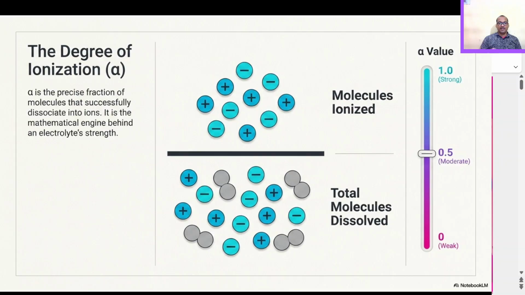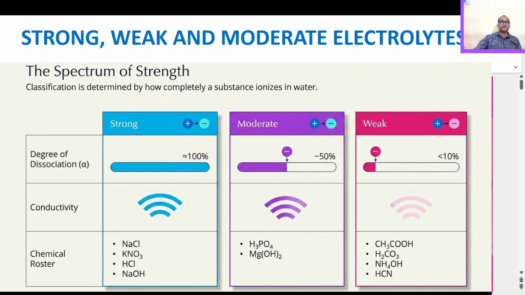Again, the degree of ionization is the ratio of the number of molecules ionized to the total molecules dissolved. When alpha equals 1, that is a strong electrolyte. If it is close to 0, then it is a weak electrolyte, and if it is around 0.5, then that is a moderate electrolyte. On the basis of degree of dissociation, if it is 100%, it is a strong electrolyte. If it is 50%, it is a moderate electrolyte. If it is less than 10% or 5%, it is called a weak electrolyte.